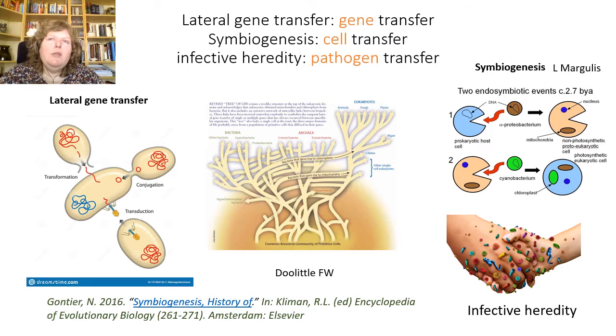And then another form of reticulate evolution is evolution as it occurs by means of infective heredity. That is a term that was introduced by Joshua Lederberg, and that refers to pathogen transfer. So when we get the flu or when we get a bacterial infection, what happens is that there is a transfer of pathogens within a community of members.